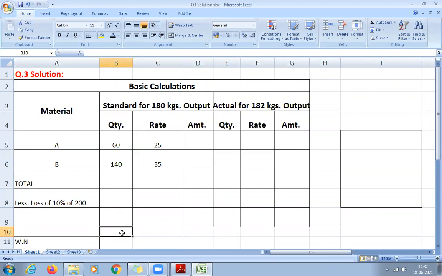Till now you understood, no, Rima? Hello? Yes, sir. Sir, can you show that working note? Yeah, 1 minute.